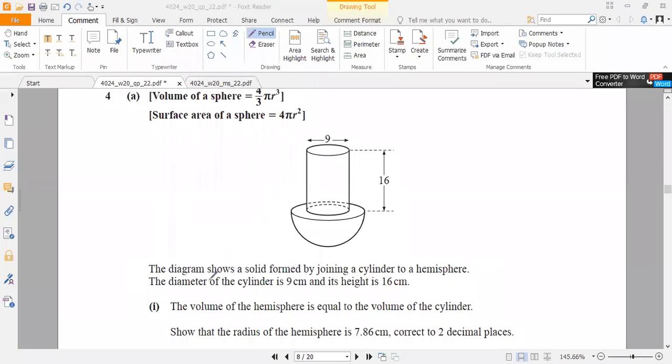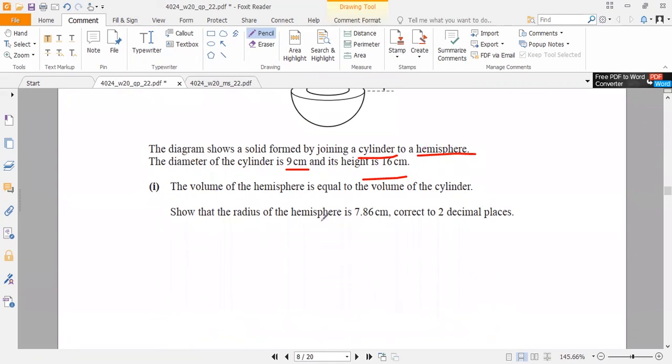Okay, now in question number 4, the diagram shows a shape formed by joining a cylinder and a hemisphere. Okay, this shape is formed by a cylinder and hemisphere. The diameter of the cylinder is 9 centimeters, as you can see over here as well, and the height is 16 centimeters. The volume of the hemisphere is equal to the volume of the cylinder. What does it mean? Volume of hemisphere equals volume of cylinder. This is the condition we have.